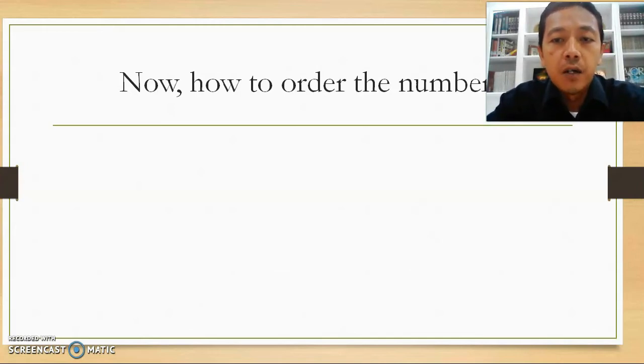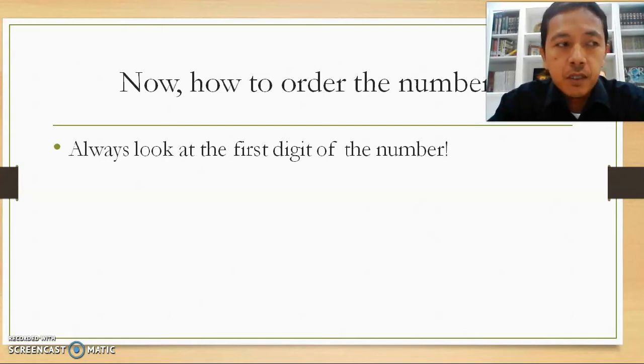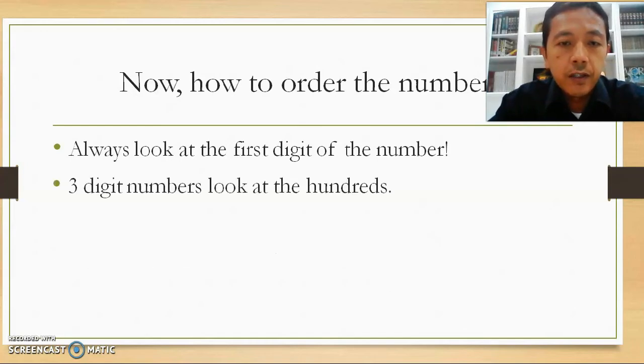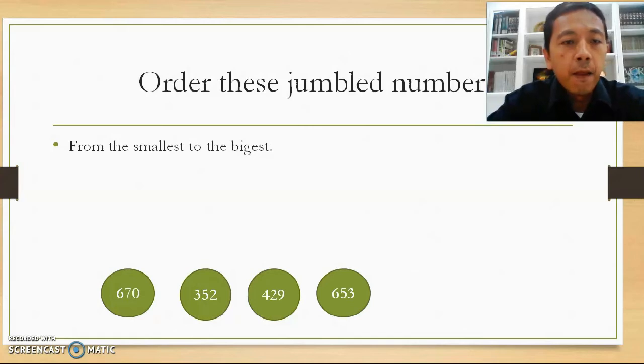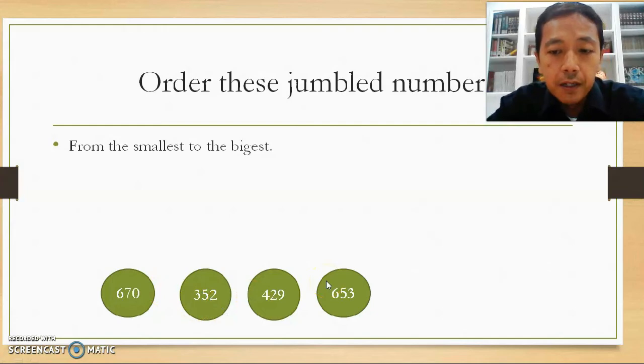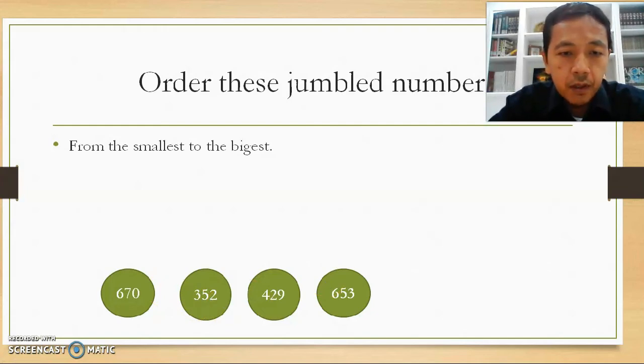Now, how to order the number? I think it's the same. How to compare and how to order the numbers in 3-digit number. The first step is to look at the hundreds. There are many numbers. Please order the numbers here. The instruction is please order from the smallest to biggest. Dari yang terkecil sampai yang terbesar.